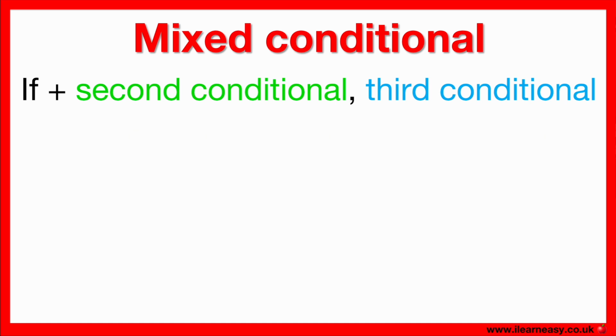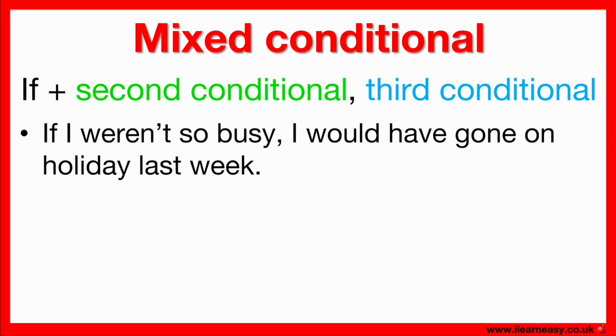When the second conditional is followed by the third conditional, it expresses a present unreal situation that caused a different past. For example, if I weren't so busy, I would have gone on holiday last week. If I weren't so busy is an unreal present situation. I would have gone on holiday last week is a different past result.